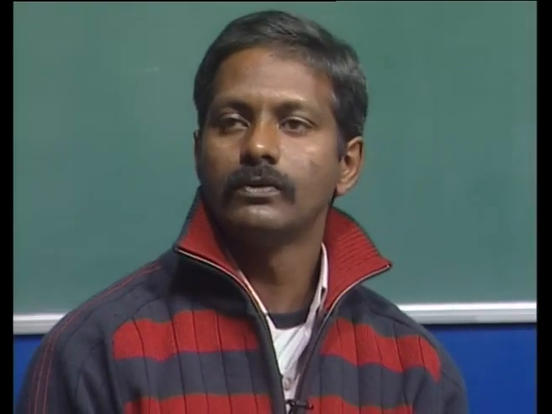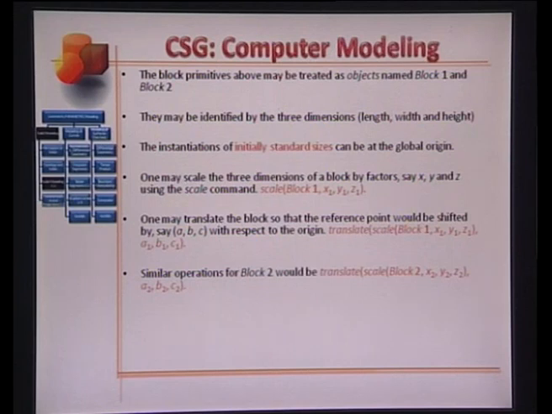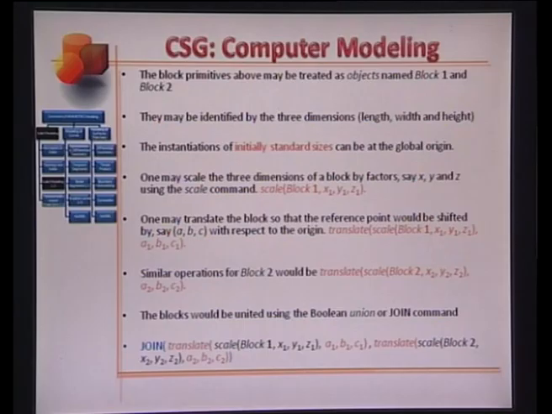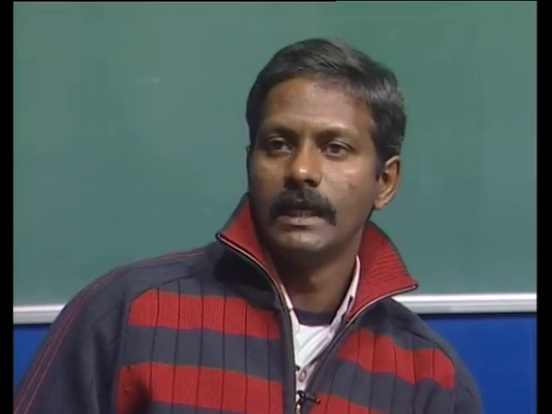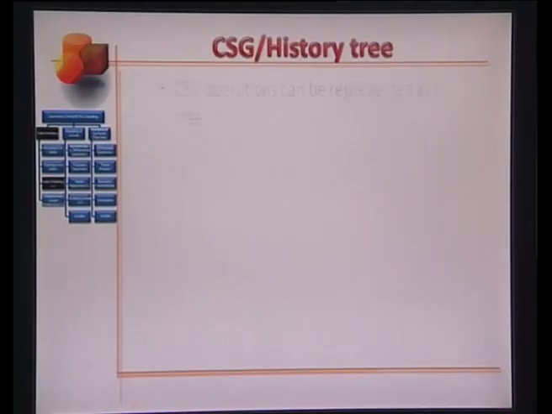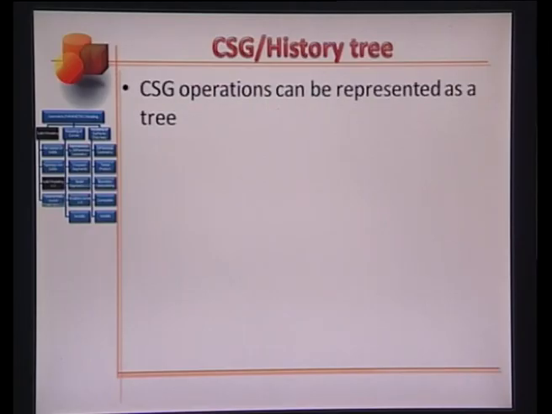Similar operations for block 2 will be to translate within parentheses scale block 2 by factors x2, y2 and z2 and translate by coordinates A2, B2 and C2. The two blocks would be united using the Boolean union or join command. This is how the entire operation would look like in text. We can represent the same operation graphically using the history tree. Like I said, CSG operations can be represented as a tree graphically.